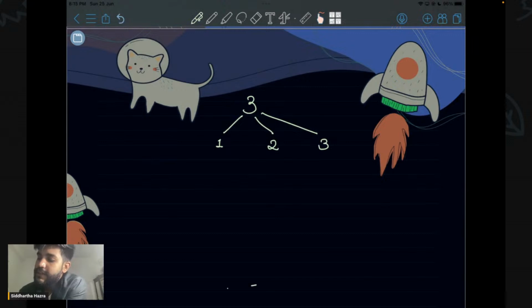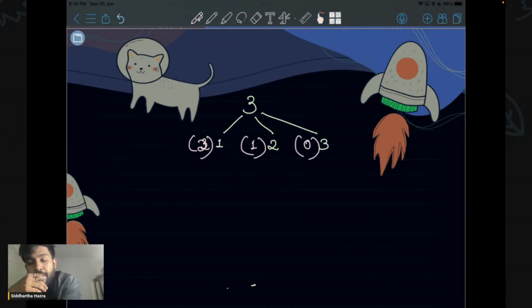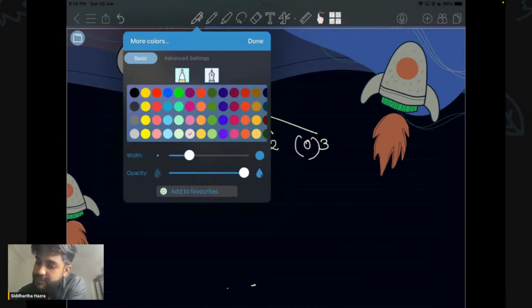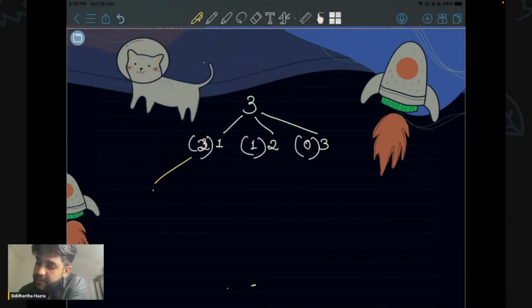Okay, in the same manner, the first values would be 1, 2, 3. If from 3 I take out 1, the remaining balance would be 2. From 3, if I take out 2, the remaining balance would be 1. From 3, if I take out 3, the remaining balance would be 0. Now from the remaining balance 2, I can again have 1, I can again have 2. From the remaining balance 1, I can just have 1. From the remaining balance 0, I would just continue, or let's just wait at 0.